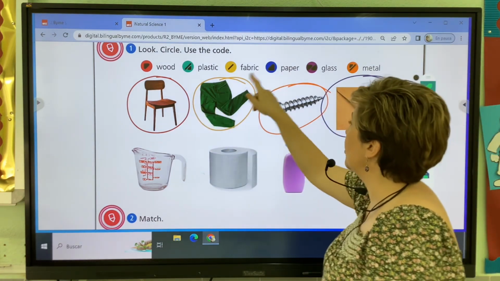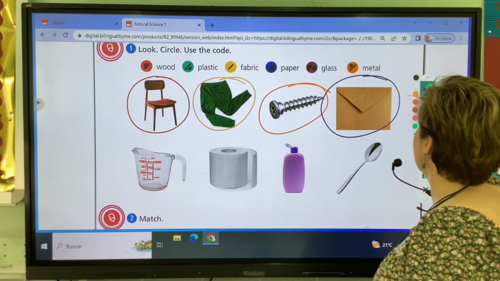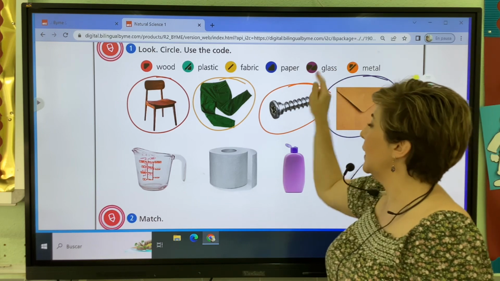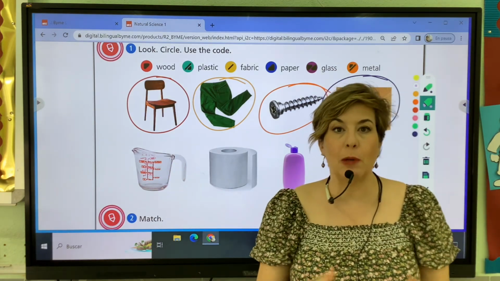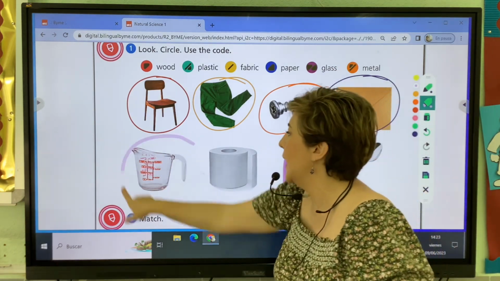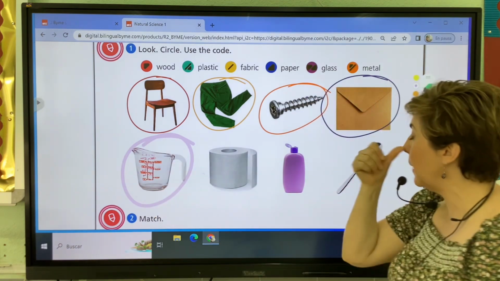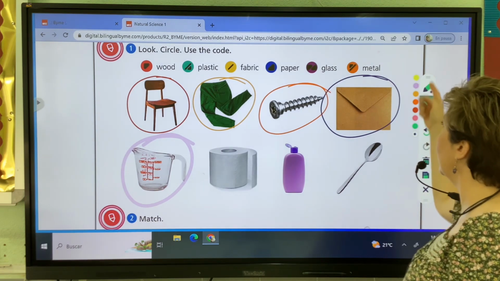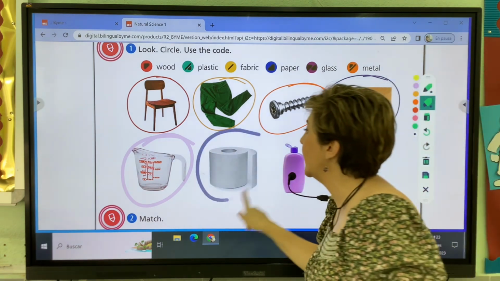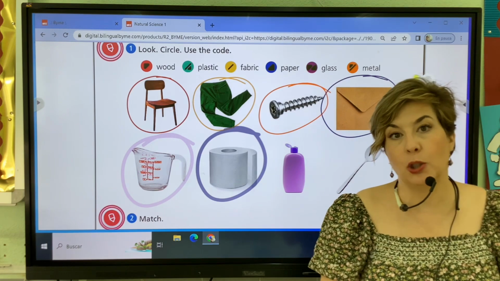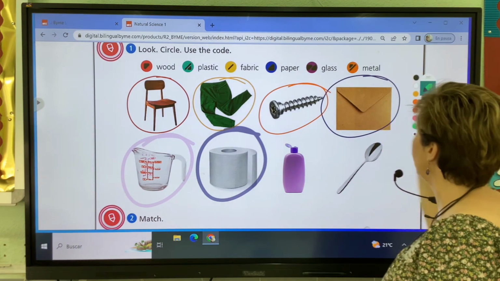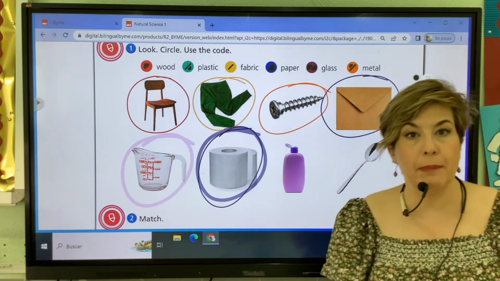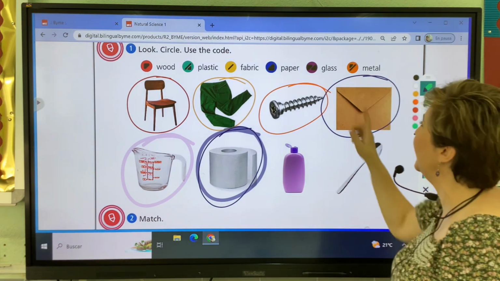What is the importance of glass? That we can make objects with glass. In this case, a jar, a measuring jar. What about paper? We said that we could make an envelope. We can also make a toilet paper roll. What about plastic? We can make bottles with plastic as well.